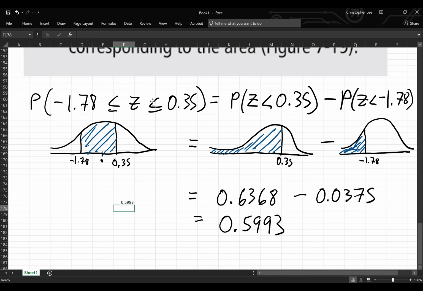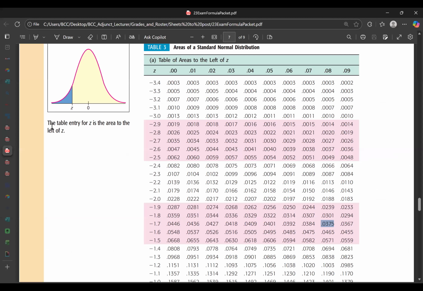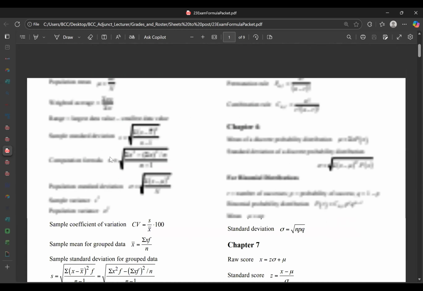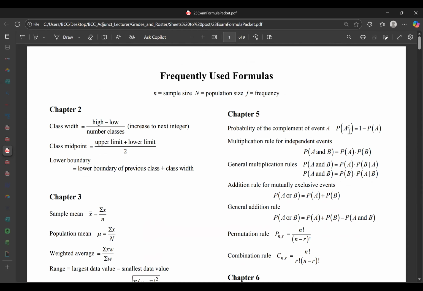Even if you're on the test and you forget it, for greater than, for example, it's telling you right here in the picture that the table entries for Z is the area to the left of Z. So you know that you have to do the complement to get the other side. But you don't even remember what complement is. Complement is right here, all the way in chapter 5.